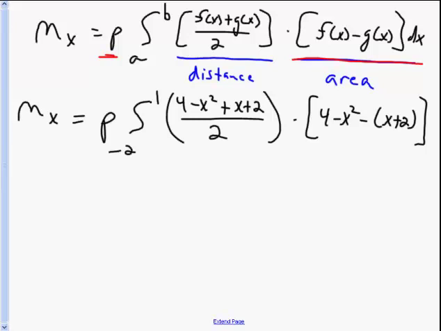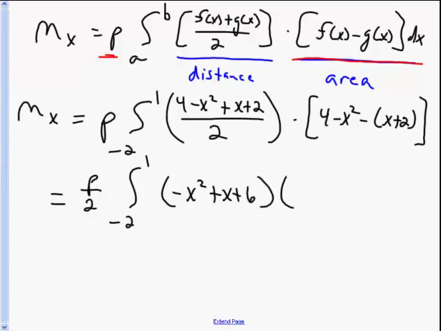So, in this case, probably what I would do is pull out the half, so this would be rho divided by 2 times the integral from negative 2 to 1 of negative x squared plus x plus 6, times, as we saw a minute ago, 4 minus x squared minus x plus 2, that's going to be negative x squared minus x plus 2, all that dx. Sorry, I left off my dx in the previous line.